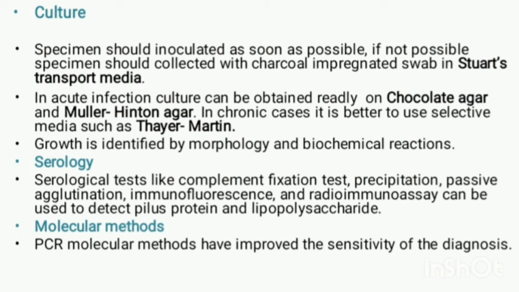And for the cultivation, enriched media like chocolate agar, Mueller-Hinton agar, and selective media like Thayer-Martin agar can be used for the isolation of gonococci from the specimen. And the growth is identified by.